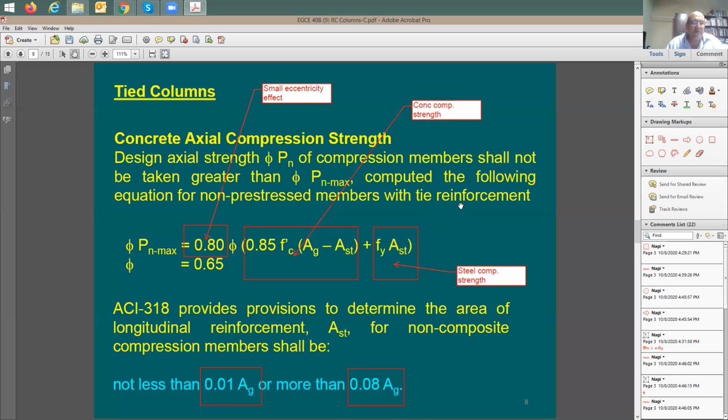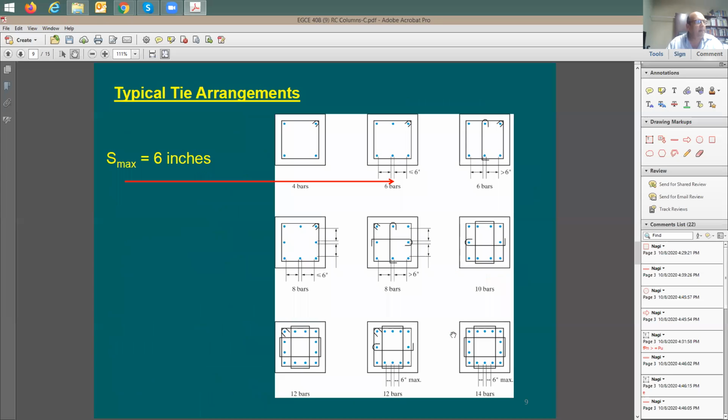The steel ratio goes from a minimum of 1% of the cross-section area of the column to 8%. It says here from 0.01 to 0.08 of Ag. You need to have at least 4 rebars in a column because each corner needs to have 1 rebar. Okay, you understand that. We went through this. Also, we discussed this maximum spacing of 6 inches. So this spacing here needs to be less than or equal to 6 inches.